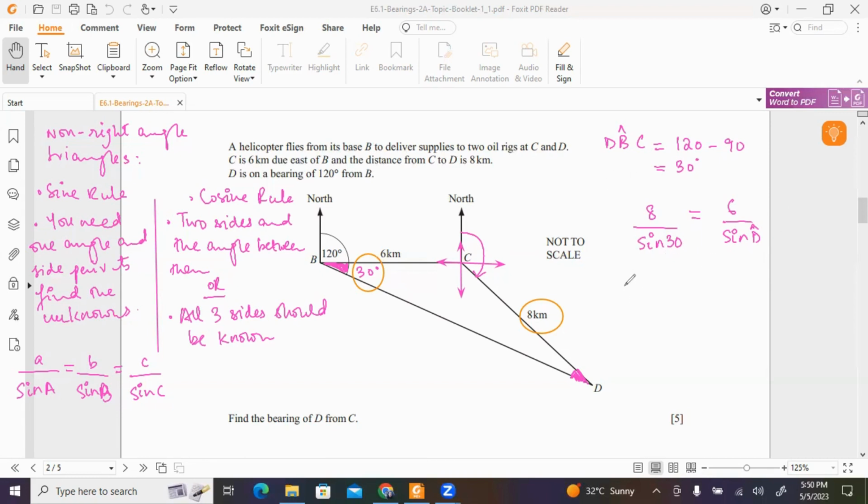So we have the two fractions. We cross multiply: 8 sine D equals 6 times sine 30. Sine D equals 6 sine 30 divided by 8. So we just plug the values into our calculator, and 6 sine 30 divided by 8 gives us 0.375.